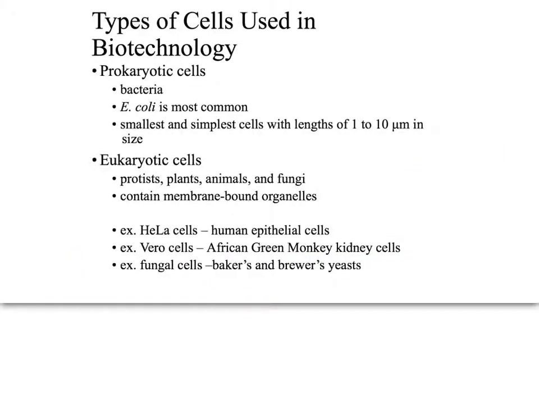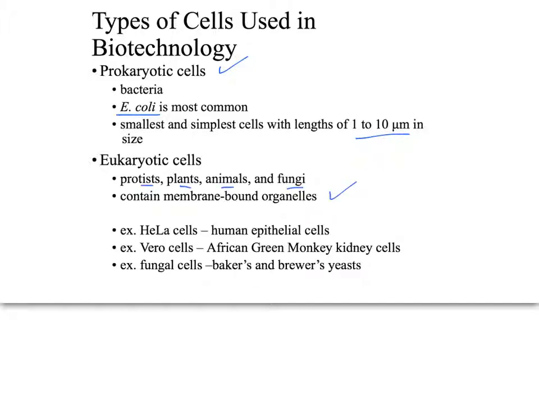All right, so types of cells used in biotech. We have prokaryotic cells. E. coli is the most common one. They're microscopic, you can't see them. And then we can use all sorts of eukaryotic cells. So there's protists, plants, animals, fungi.